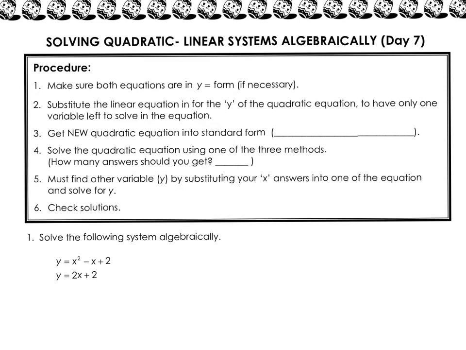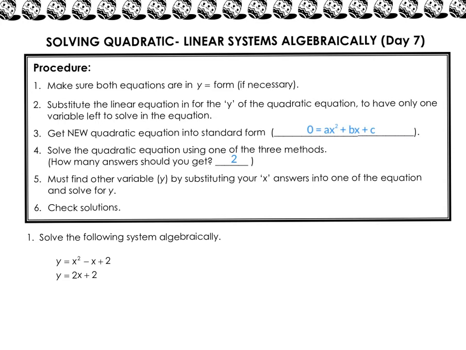Then you will get your new quadratic equation into standard form so that it is in the form 0 equals ax squared plus bx plus c. Then you're going to solve the quadratic equation using one of the three methods that we've already learned. And remember that you should probably get two answers. Sometimes you'll get the same answer, so it'll only look like one.